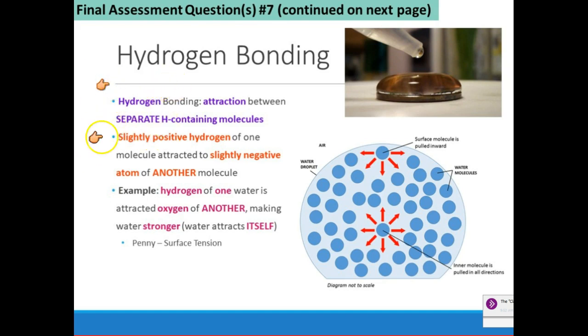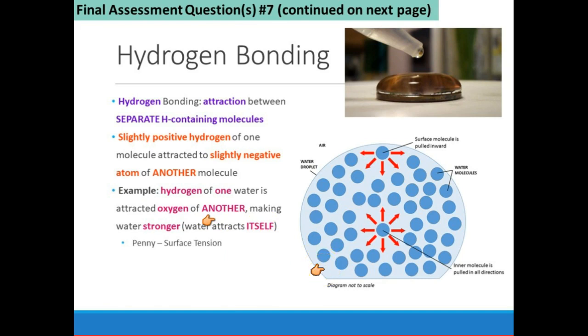Another type of bonding is hydrogen bonding. Remember, this is when we have separate molecules that each contain hydrogen. They are going to be attracted to each other, right? And the reason for this is because for one side of the molecule, that hydrogen is going to be slightly positive. For the other side of the molecule, that's going to be slightly negative. So when you have two molecules together, each side with a positive and a negative side, their opposite sides will be attracted to each other. So for example, the hydrogen of one water will be attracted to the oxygen of another water, and this is going to make water itself stronger because water is literally attracted to itself, right?